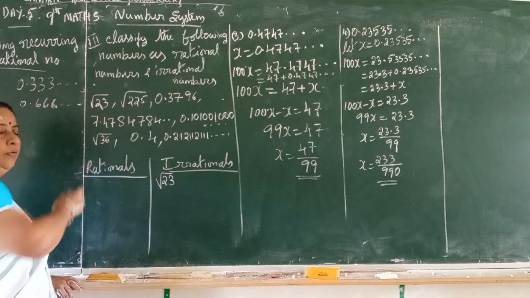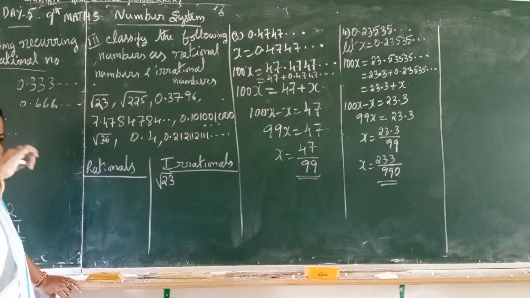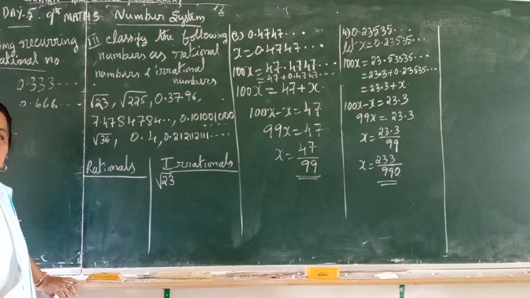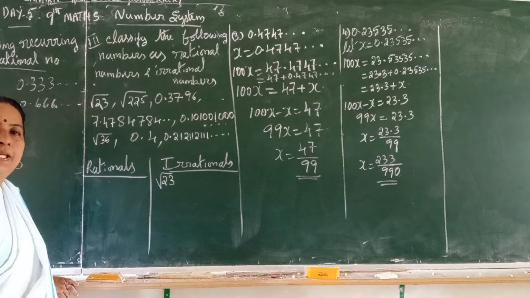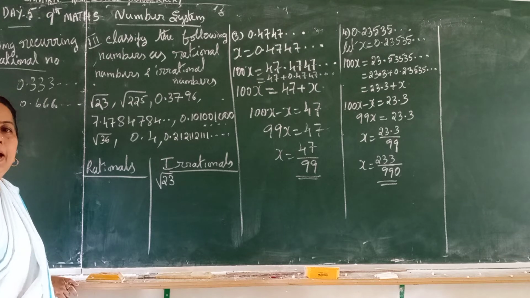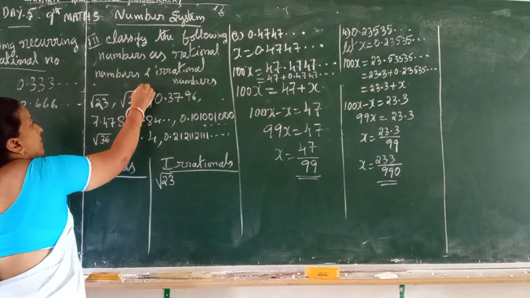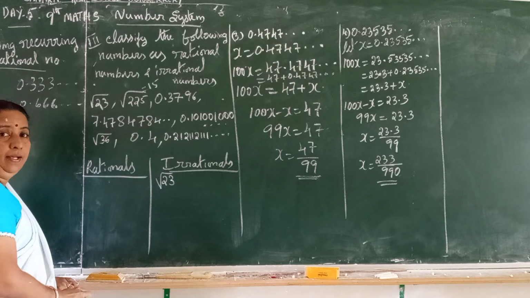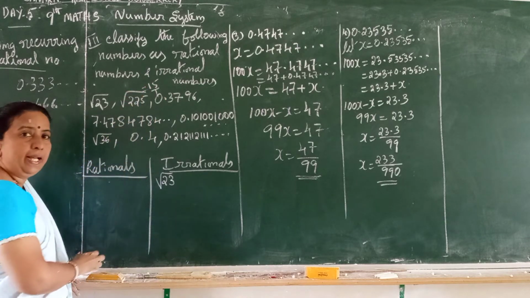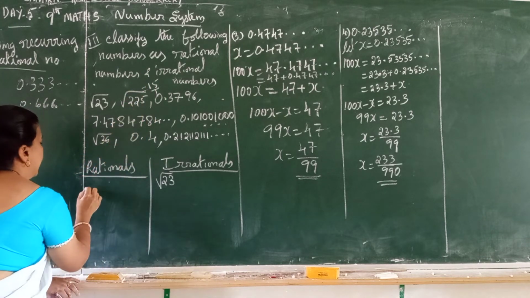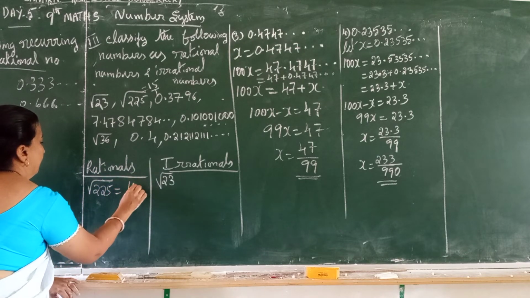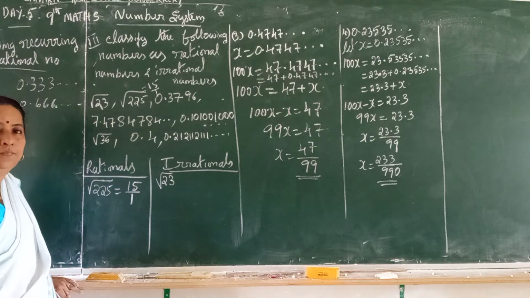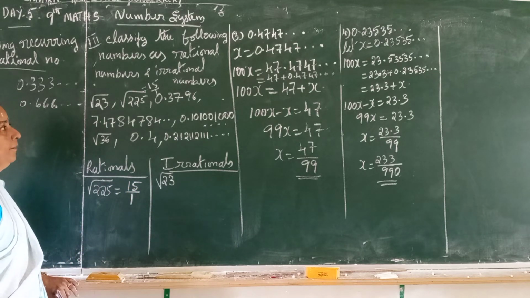Next, square root of 225. 225 is a perfect square number. 15 15s are 225. So its answer is 15. 15 can be written as 15 by 1. Therefore, it is a rational number.